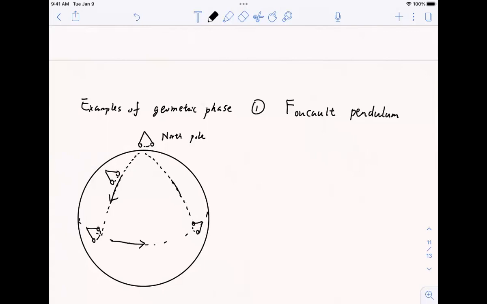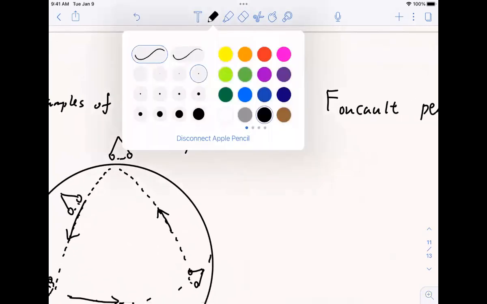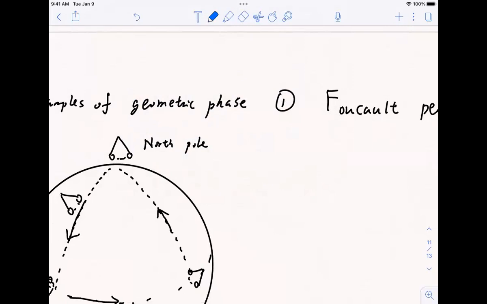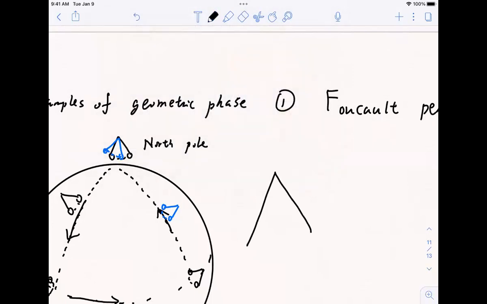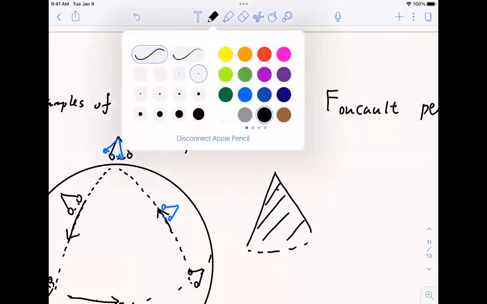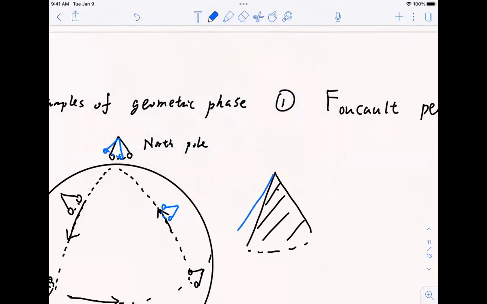You move it back. After you move it back, in the whole process, it's still going to oscillate like this. But after you move it back, you'll find that it will rotate by an angle. I mean, this is easy to imagine, right? First you have a plane like this, and then later it's going to be rotated.